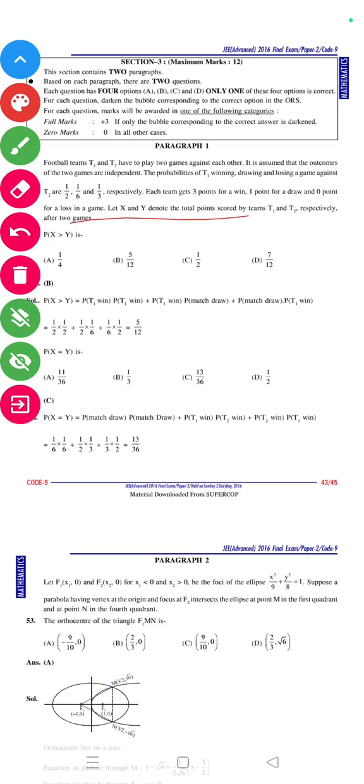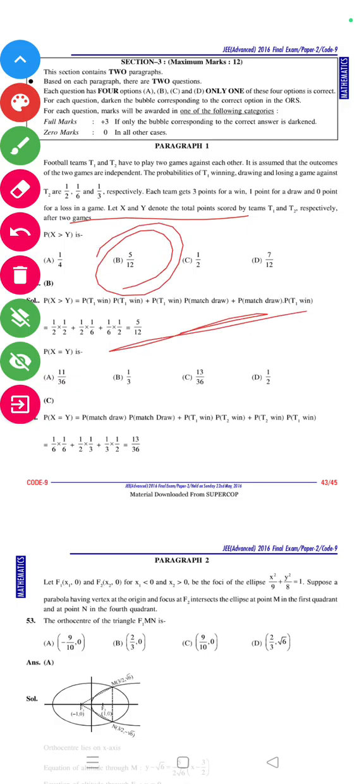The probability of X > Y is, so P(X > Y) = P(T1 win) P(T1 win) + P(T1 win) P(match draw) + P(match draw) P(T1 win) = 1/2 × 1/2 + 1/2 × 1/6 + 1/6 × 1/2 = 5/12. तो इसका आंसर क्या जाएगा ऑप्शन बी 5/12.